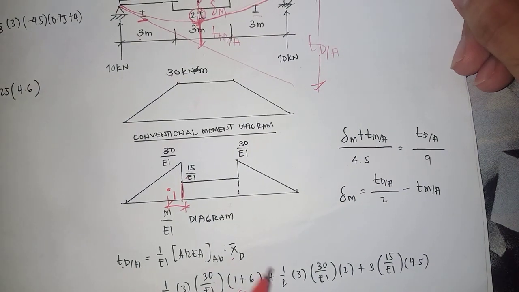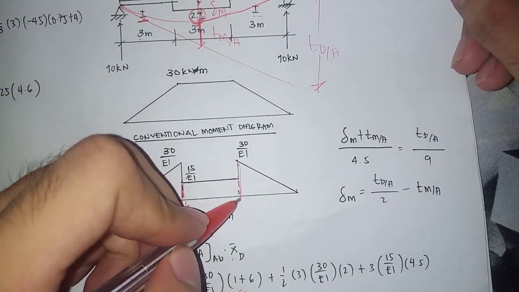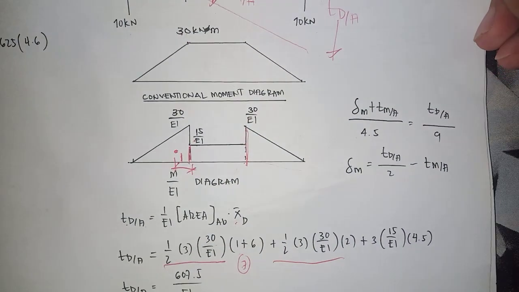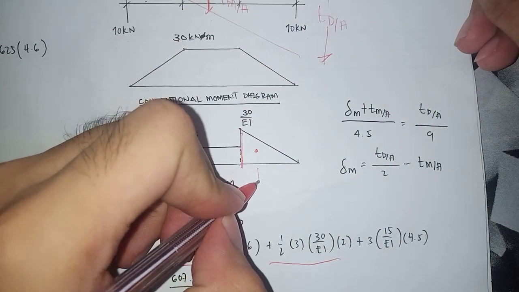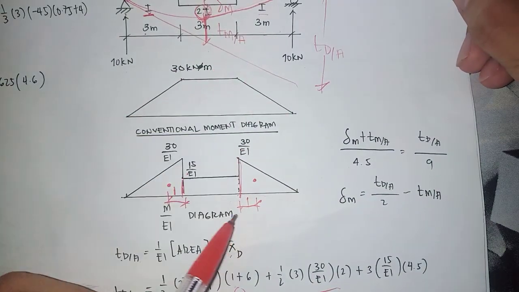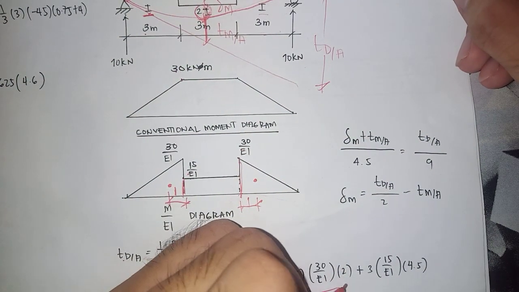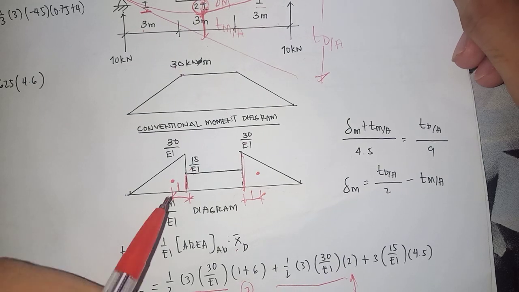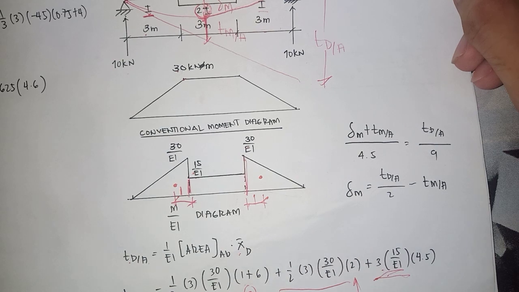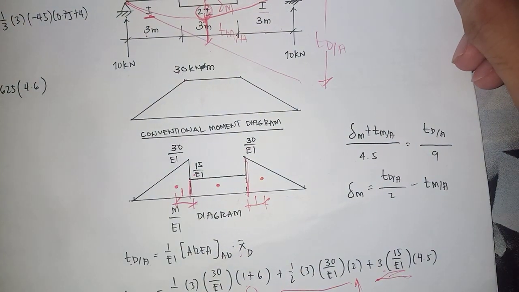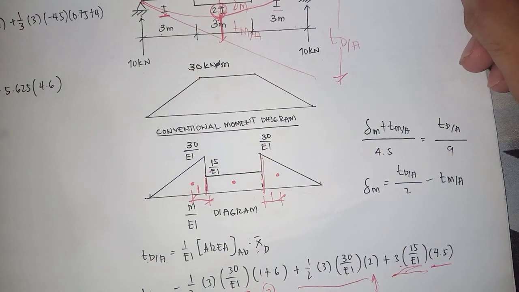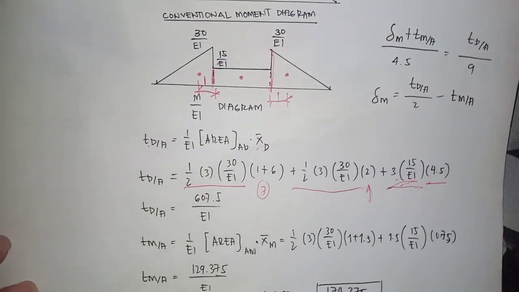Okay? So ito naman, yung triangle na to, parehas lang sila ng area, 1/2 times 30 over EI times 3. Ito yon. Times, yung distance ng centroid nyo from here ay 1. So, alam na natin yan. Dahil 3 nga ito, 3 minus 1 ay 2. So, ito yon. And then, yung area ng rectangle is 15 over EI times 3. Ito yon. Times sa distance ng centroid niya, halata naman na 4.5 kasi kalahati ng 9. Okay? So, we're going to get here this one.